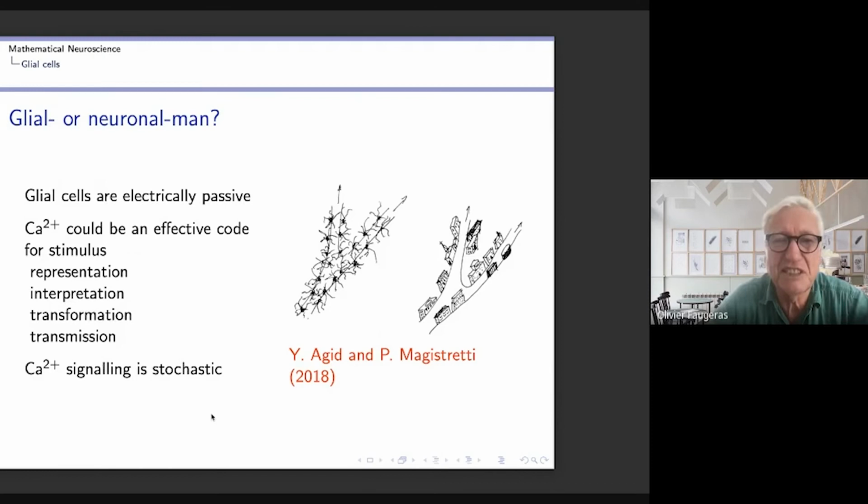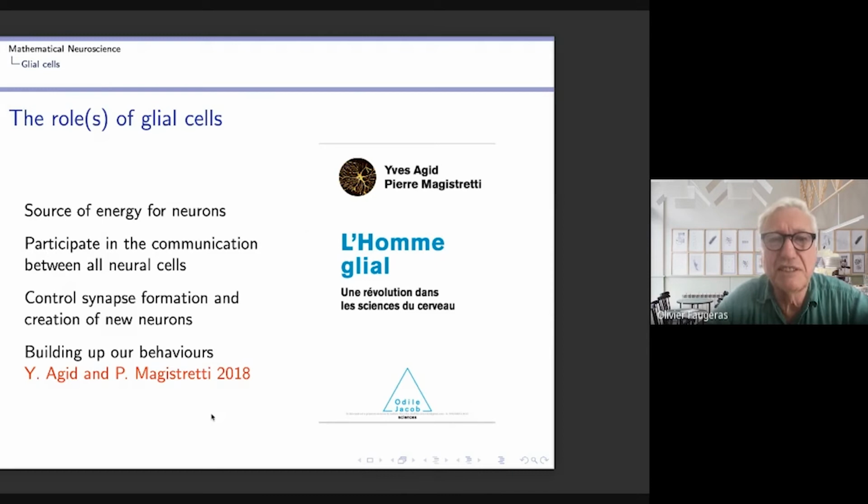So the roles of these glial cells, as described in this book, which has not yet been translated into another language than French, l'homme glial, the glial man: it's a source of energy. They're a source of energy for neurons. They talk to blood vessels and to neurons as well. They participate in the communication between all neural cells. They control synapse formation and creation of new neurons. And they seem to be, that's their claim, building up some of our behaviors.